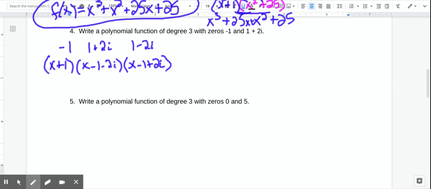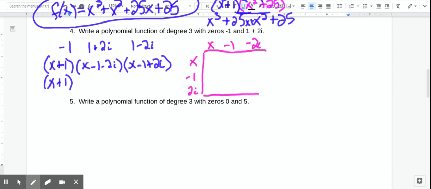Okay, so we need to multiply this out. So I'm not going to do anything with this yet. I am going to multiply the other two. I'm going to use the box method because that's kind of an ugly mess. So x minus 1 minus 2i across the top, x minus 1 plus 2i across the side.